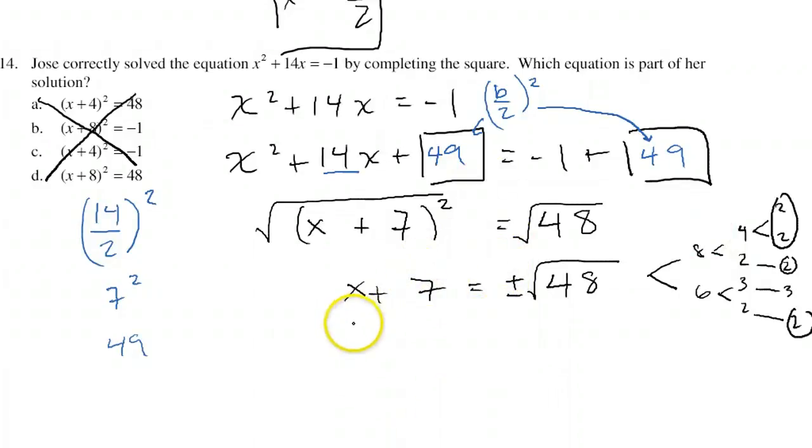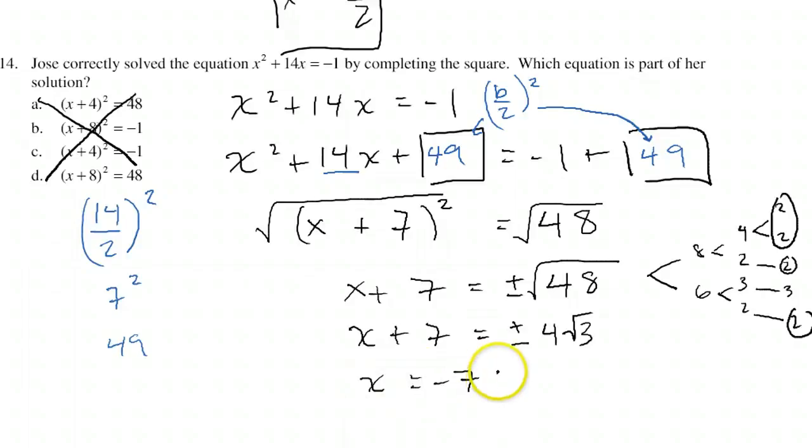So what do I get is x plus 7 is equal to plus or minus 4 root 3. And then if I just subtract the 7, we get our final answer, which is x is equal to negative 7 plus or minus 4 root 3. So again, we see that none of these steps show up here, but the one that they were looking for was the one that was here. It should have been x plus 7 squared is equal to 48, not x plus 8 or x plus 4. So it should be this one, so none of them were correct.